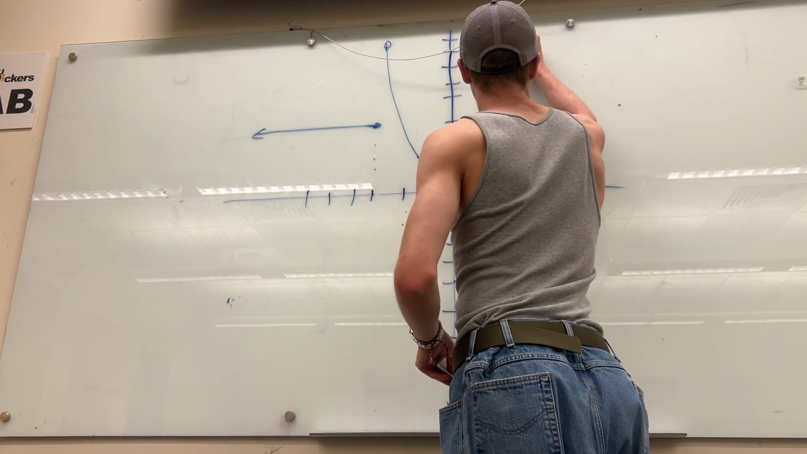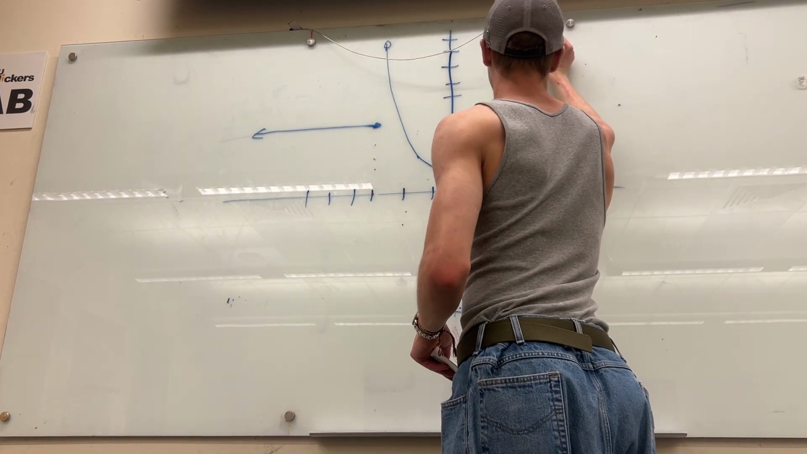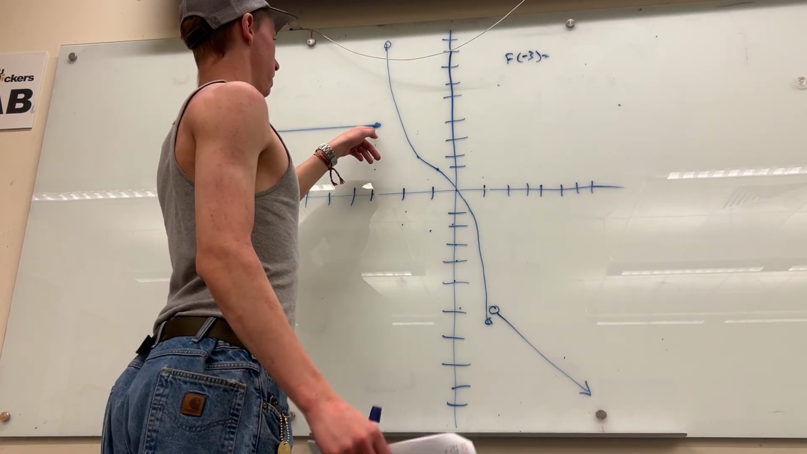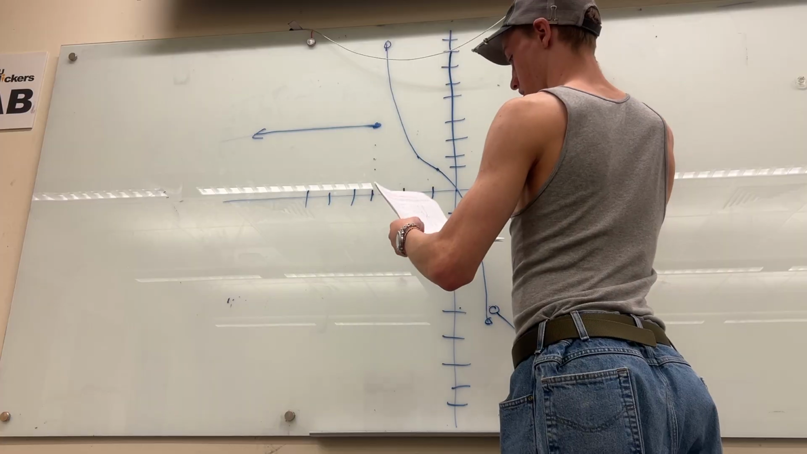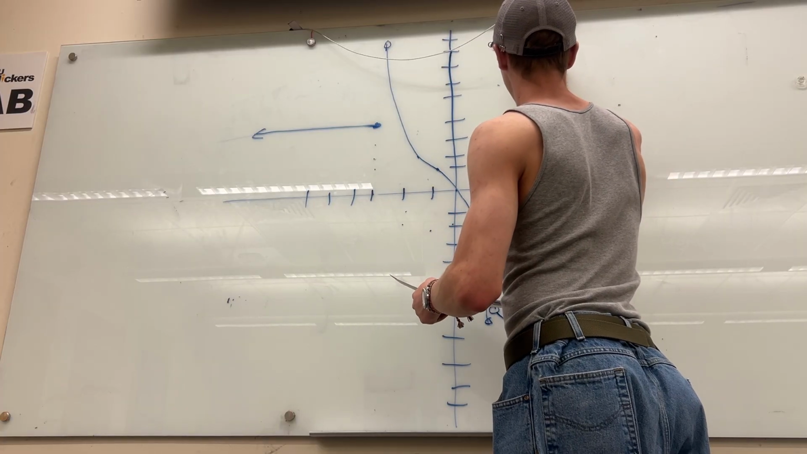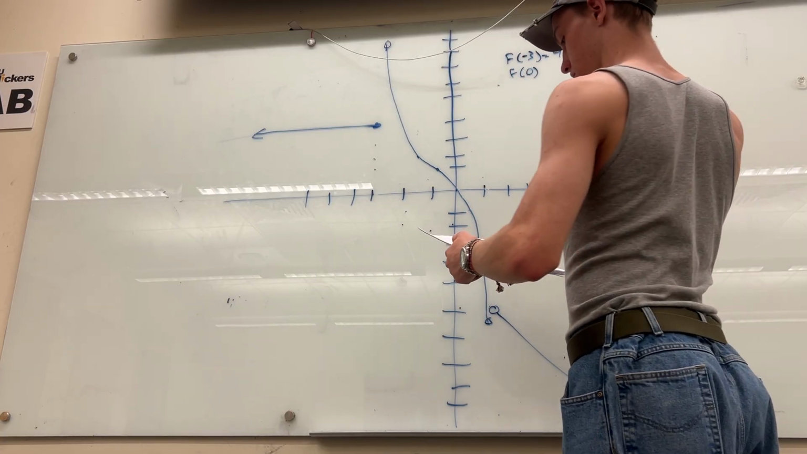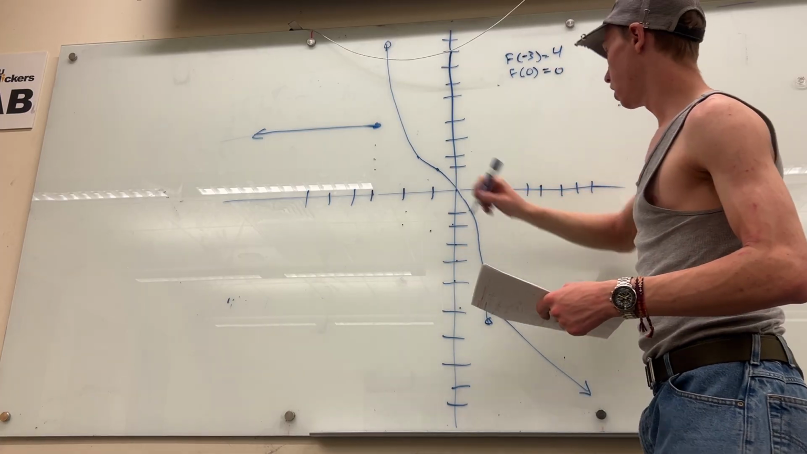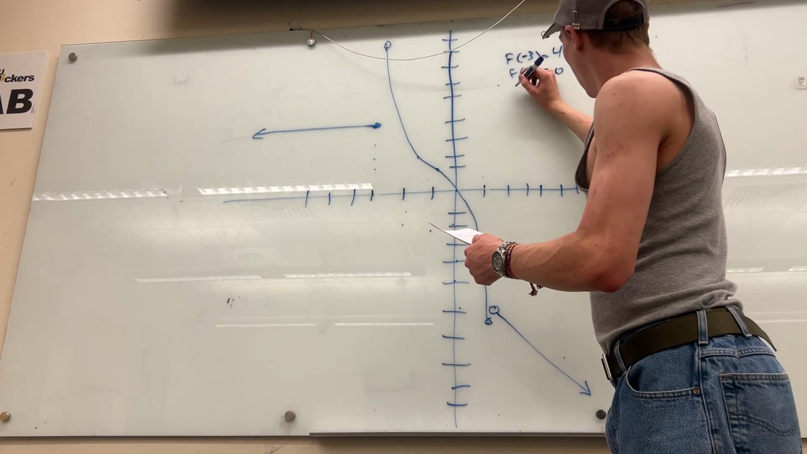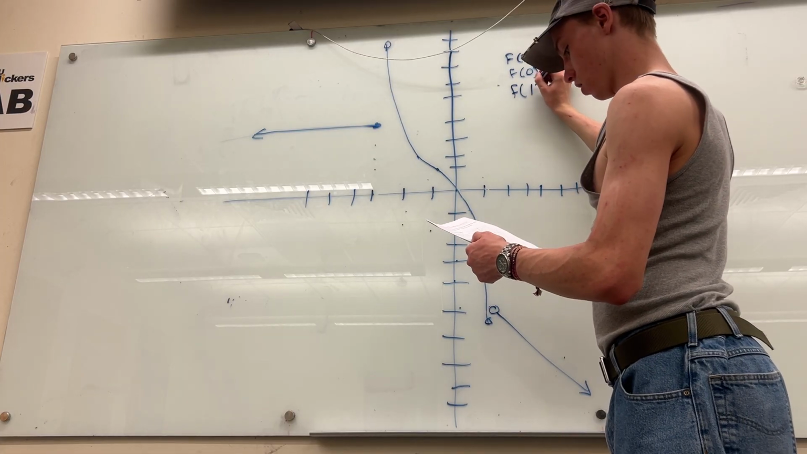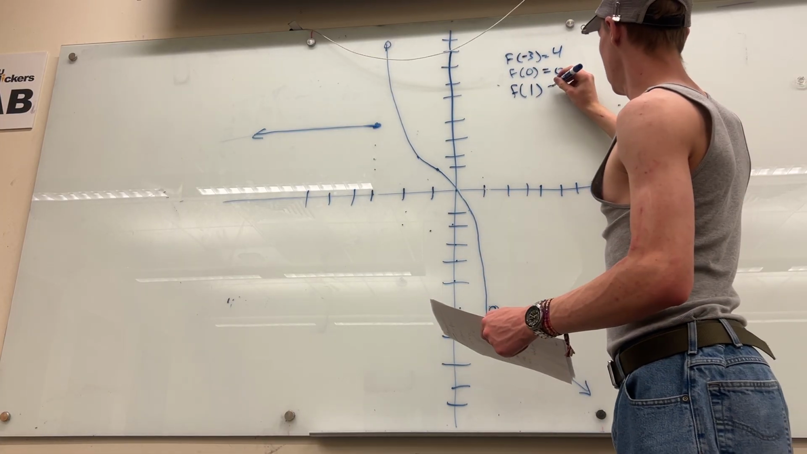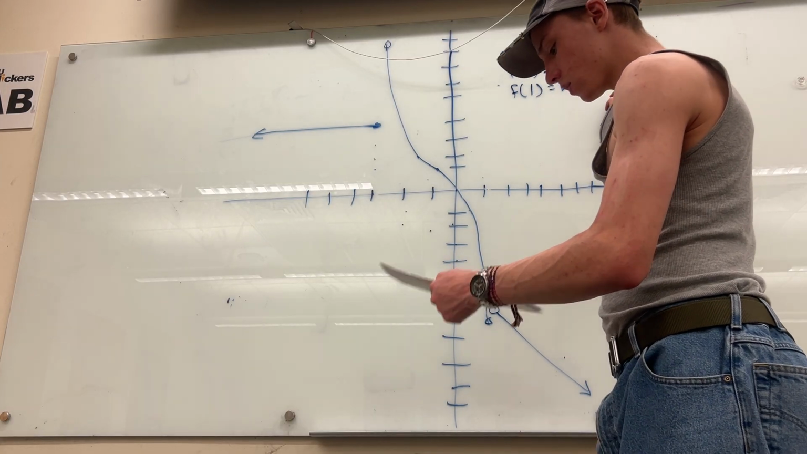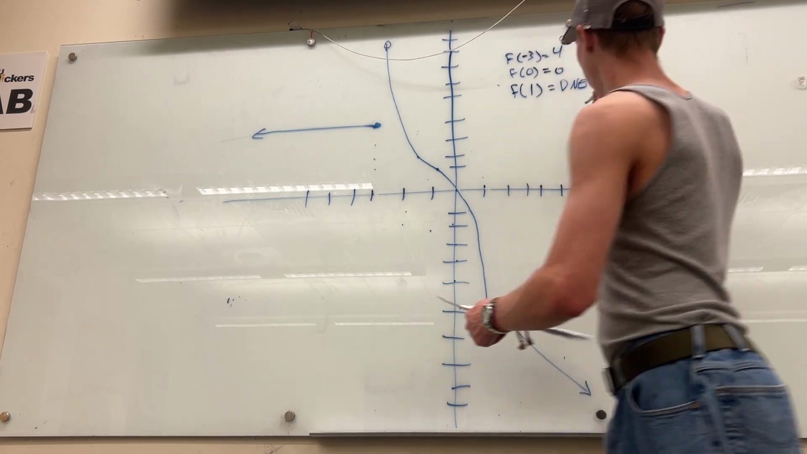Evaluate f(-3). That means x is -3. It's right there. It's 4. Evaluate f of 0. It is 0, because 0, 0 is at the origin. f of 1: we already know 1 doesn't exist. Does not exist.